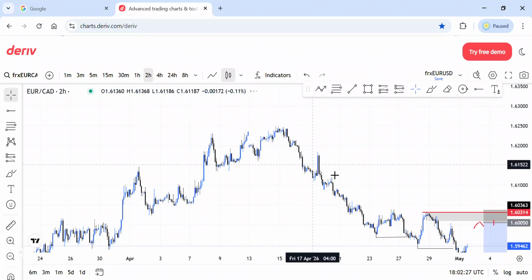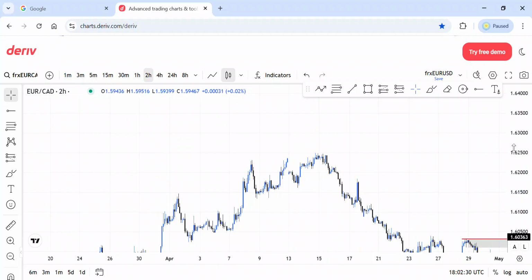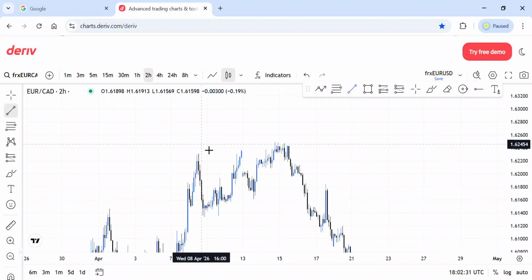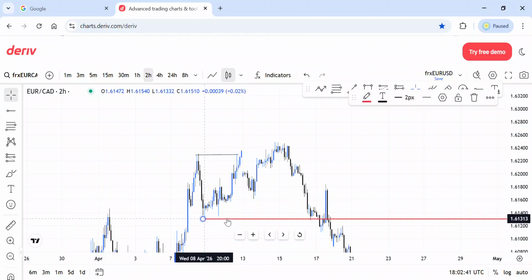All right, I think I'm seeing something right here too. So we have a breakout here on these 2 hours. Make sure the candlestick closes. Very, very important. Then we have this low. This is our last low. As you can see, we have this low here. So this is our last low.